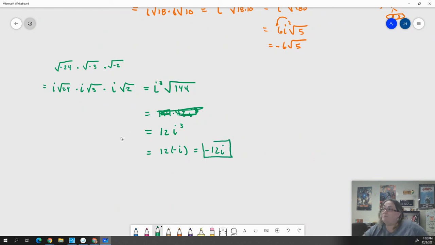I highly recommend when you do it, make sure you're looking at that little chart of what they can be, right? Because it really helps.